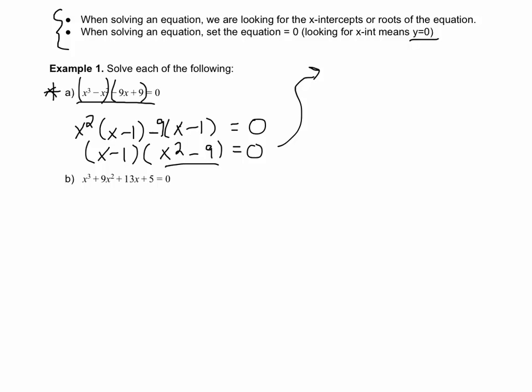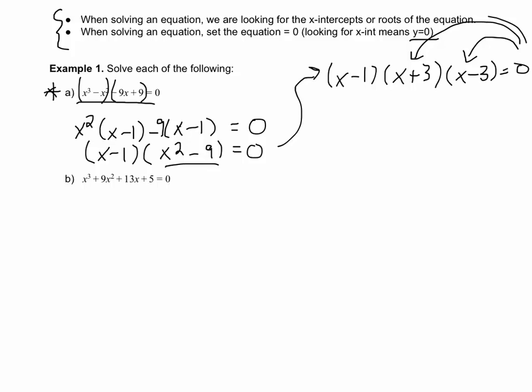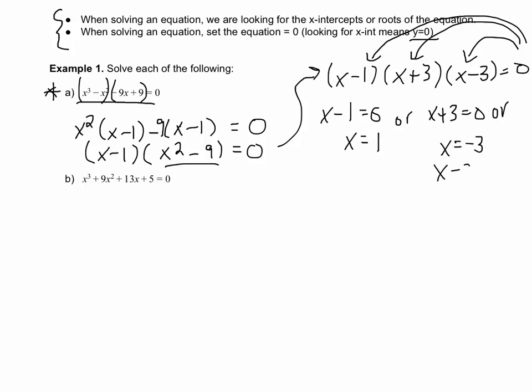And now we've got a difference of squares. We would have x minus 1 times x plus 3 times x minus 3 equals 0. This is just like the quadratics that you did in previous years. You're going to set each of these factors equal to 0 and solve for x. That means that x is equal to either 1, or x plus 3 equals 0, so x is equal to negative 3, or x minus 3 equals 0, so x is equal to plus 3. And then we're just going to restate our solutions. So x is equal to 1, negative 3, or plus 3.